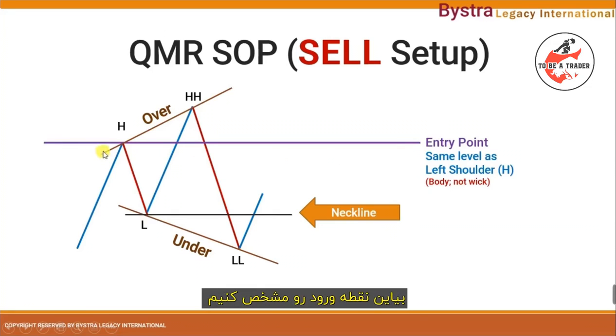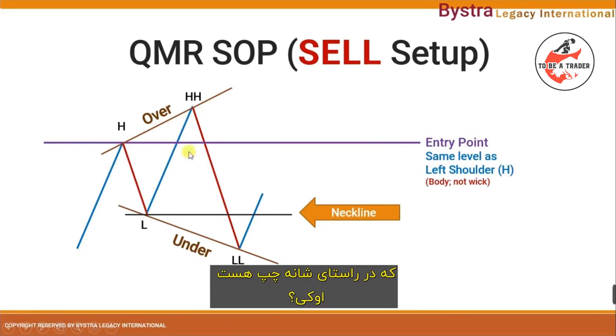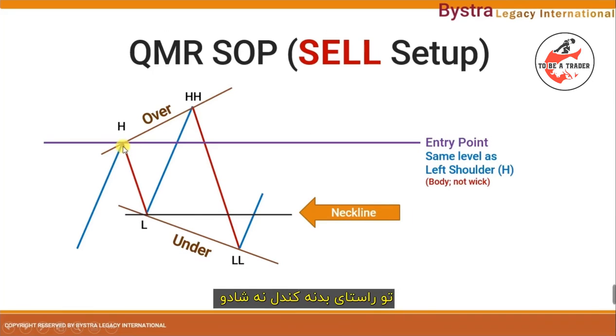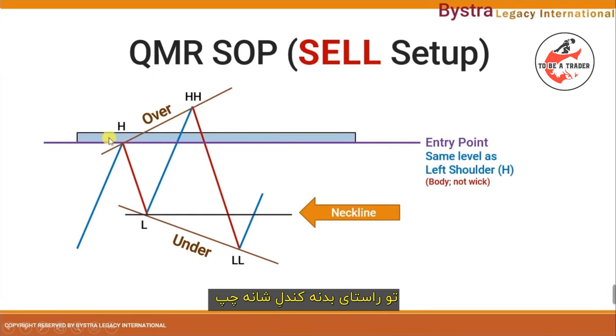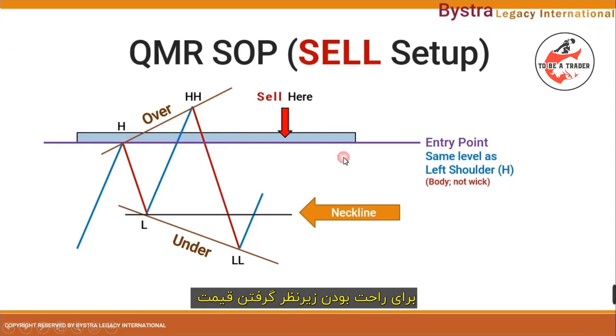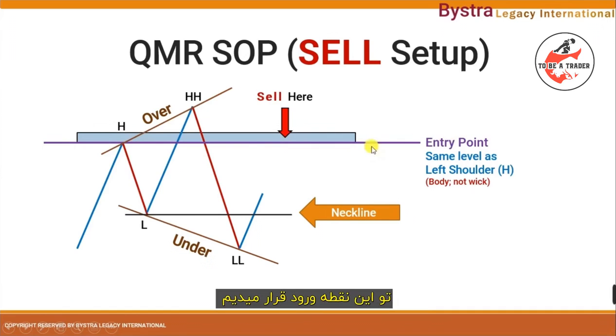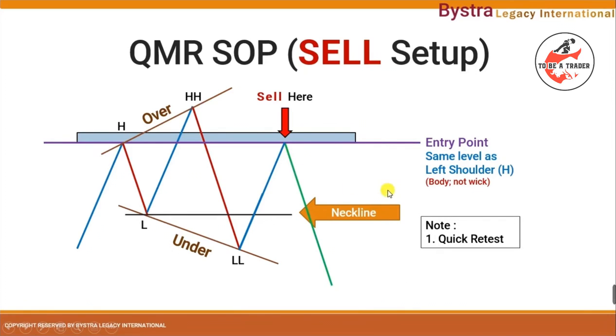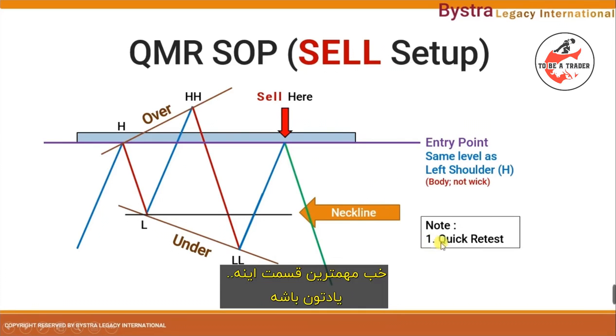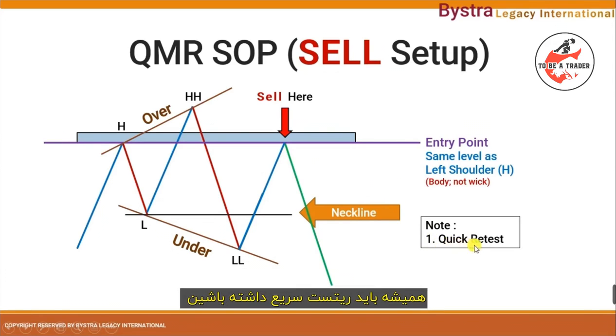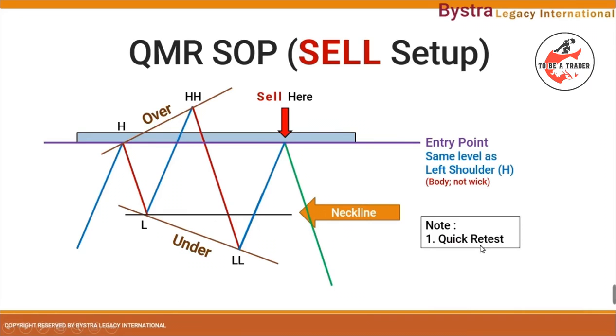Let's mark the entry point, which is the same level as the left shoulder, at the body, not at the wick, at the body of the left shoulder. And let's mark the zone up to the wick for ease of monitoring. So this is where we will sell. We will put our PO at this entry point. Price will come to this area and then will go down. Simple as that. Most important part, remember, it must always be on a quick retest.